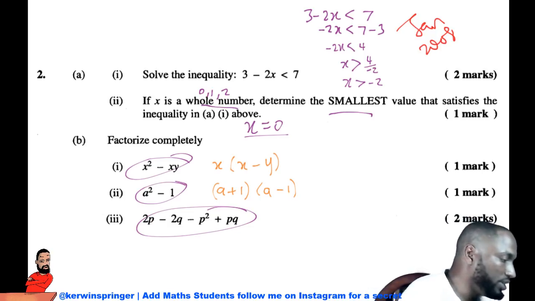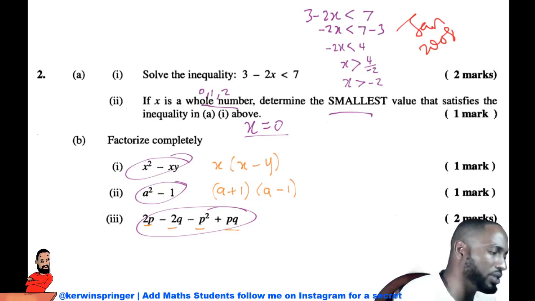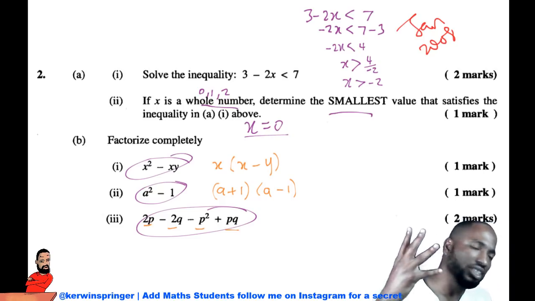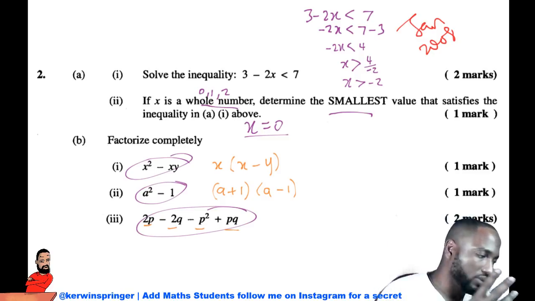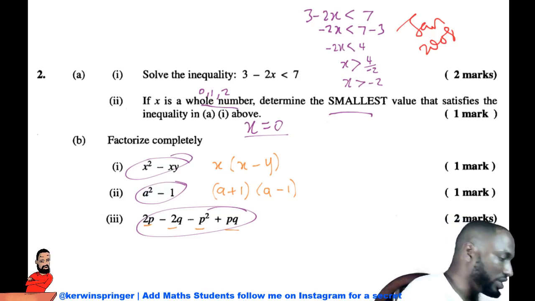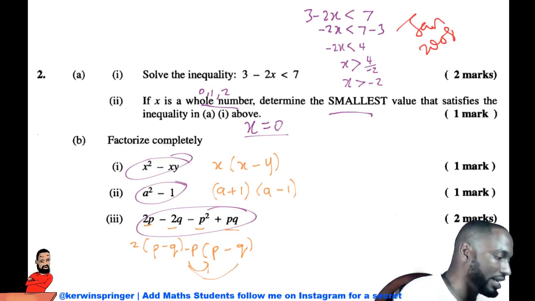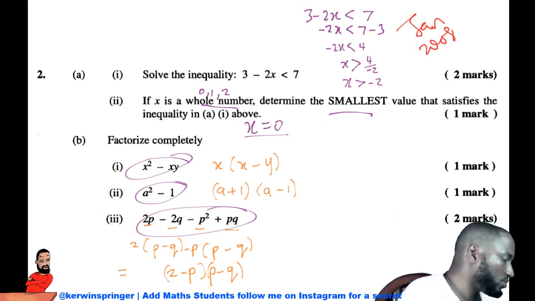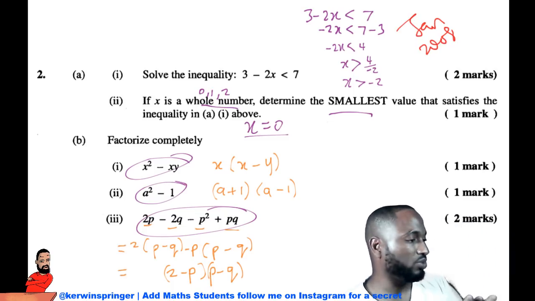Alright, so 2p minus 2q minus p squared plus pq. This is the 4 terms factorizing. So we just look for what's common. And we've seen a nice 2 here, and we've seen p minus q. Put back this p minus q here. And it means we have to put a negative p here to get this to be negative and to get this to go back positive. So your answer is going to be 2 minus p, p minus q.